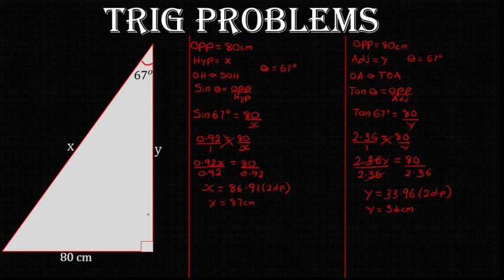For the missing angle now, remember they are both complementary. The acute angles of right angle triangles are complementary. So to just find this one, I'll just say 90 minus 67, and that will be equal to 23 degrees. Alright, let's do a second one.